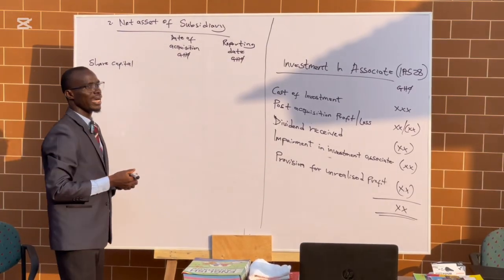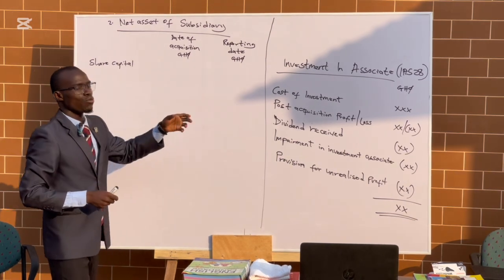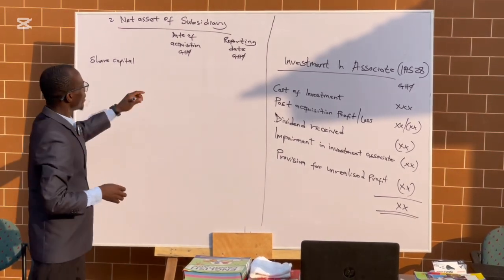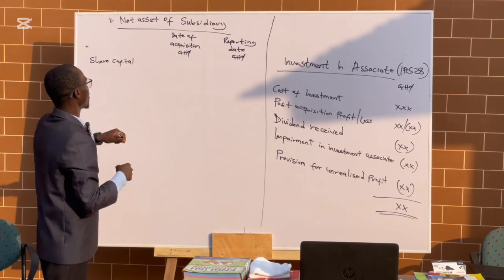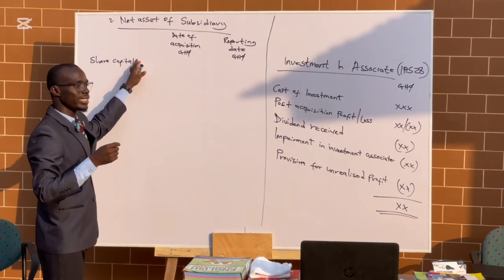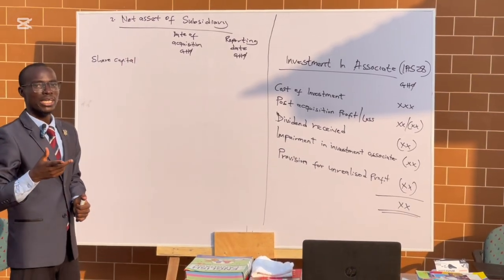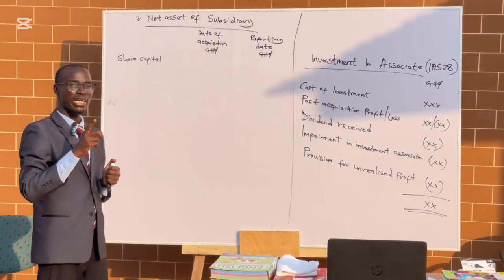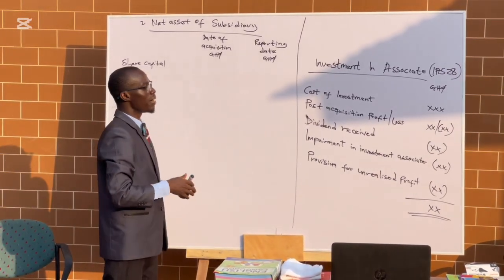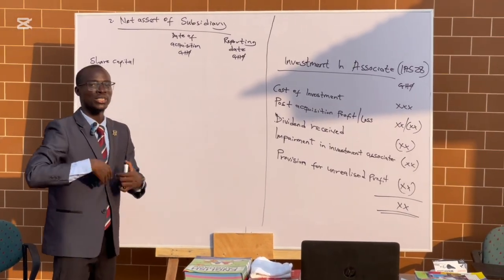Sometimes your share capital will be given to you, and they will tell you that the selling price per share is, let's say, 0.05 pesos. When you see something like that, be very, very careful. If it is 1 cedi per share, and there are 50,000 shares, then it will still be 50,000.